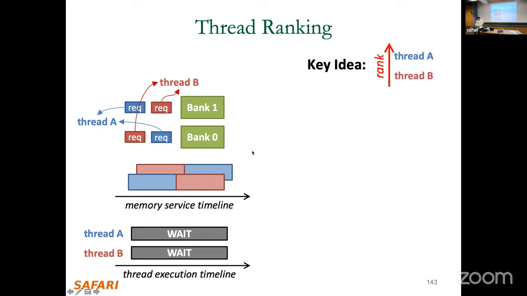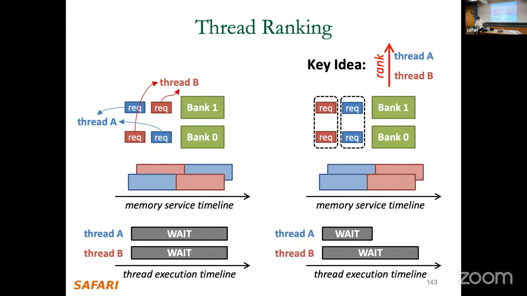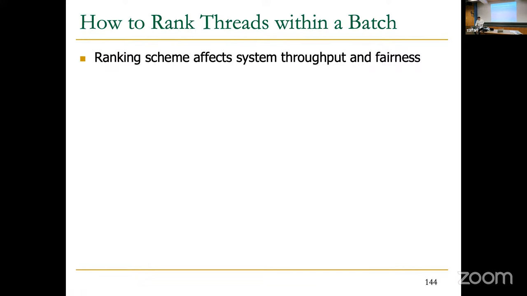And the key idea is if we rank them so that the requests are executed in the order that we rank them, and we look at the timeline again, we see that thread A waits for less time than it used to in the non-ranked version. And we save cycles. This is the benefit of ranking. Now, how do we do that?